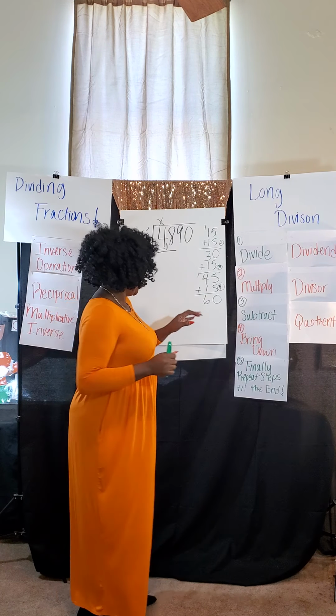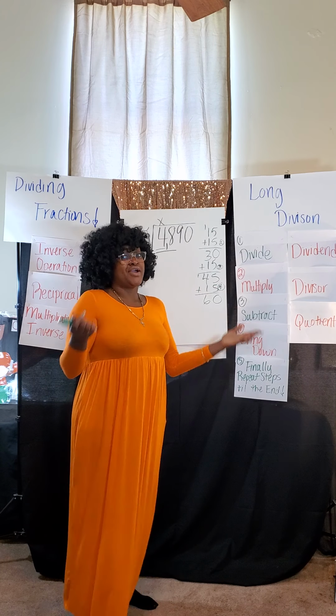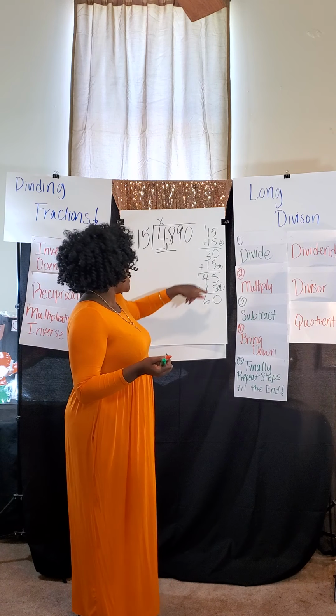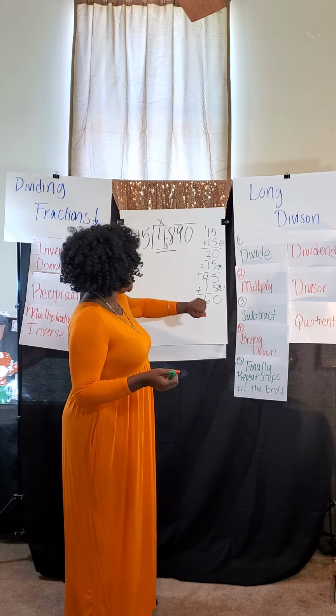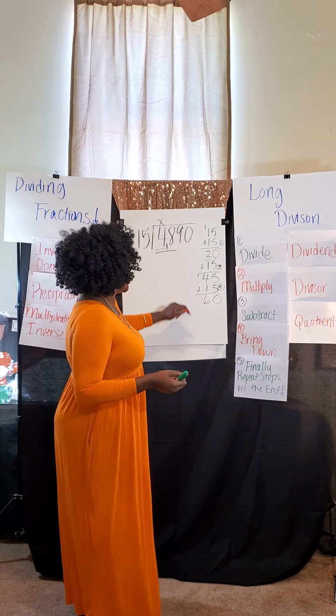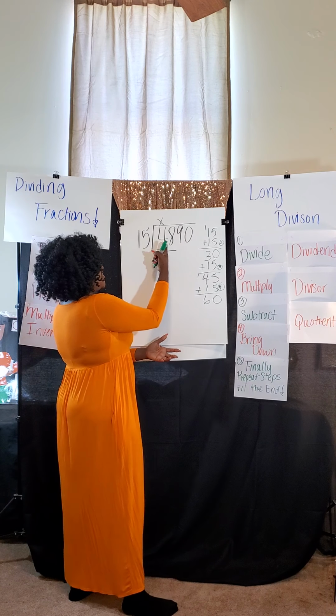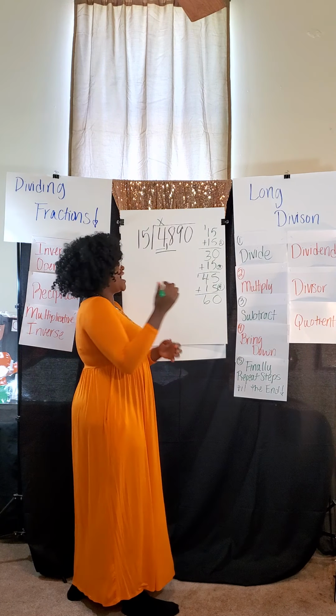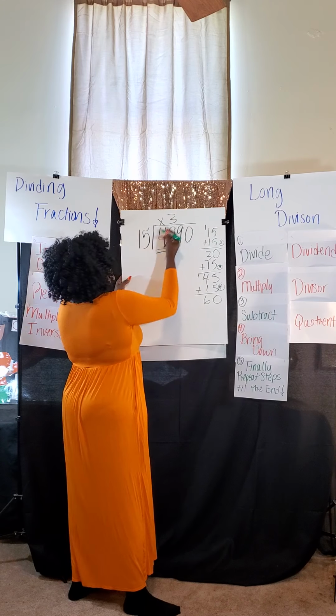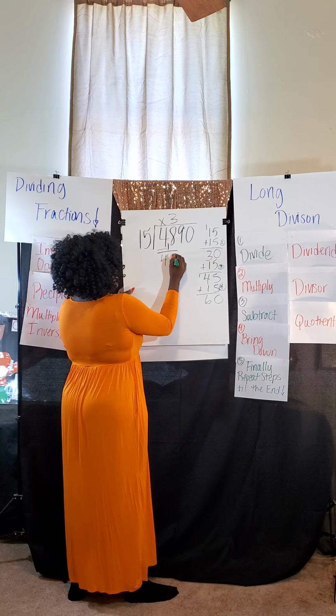Well, if we do 15 times 4, we're going over it. So let's just take a step back and say 15 times 3. That's 45. This is 48. So now we know that 15 can go into 48 3 times. 3 times 15 is 45.